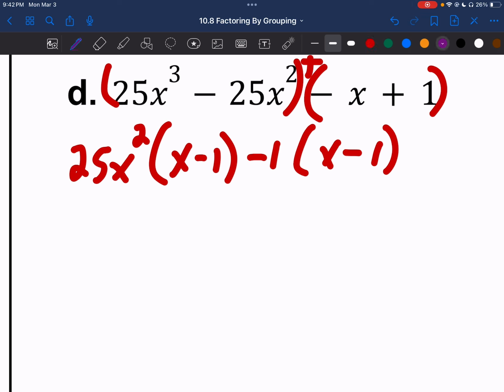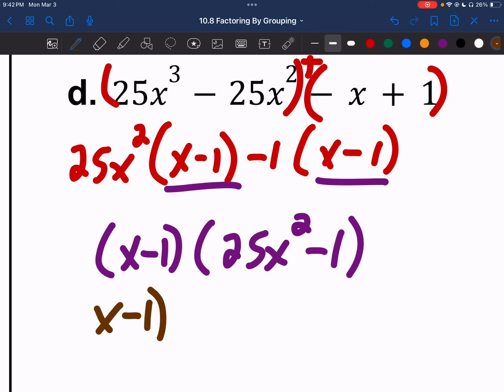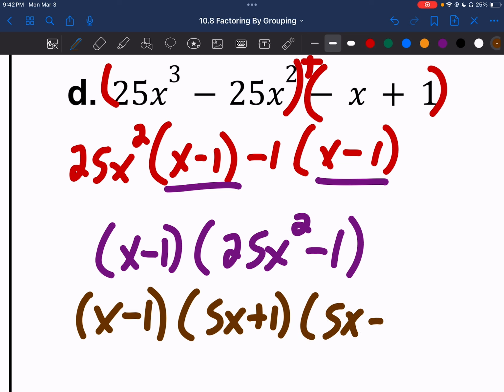Well, I'm going to bring out a negative 1, and I have x minus 1. All right, so now common factor, x minus 1 times what's left, 25x squared minus 1. 25x squared, difference of perfect squares. So we have x minus 1, and we have 5x plus 1, 5x minus 1.